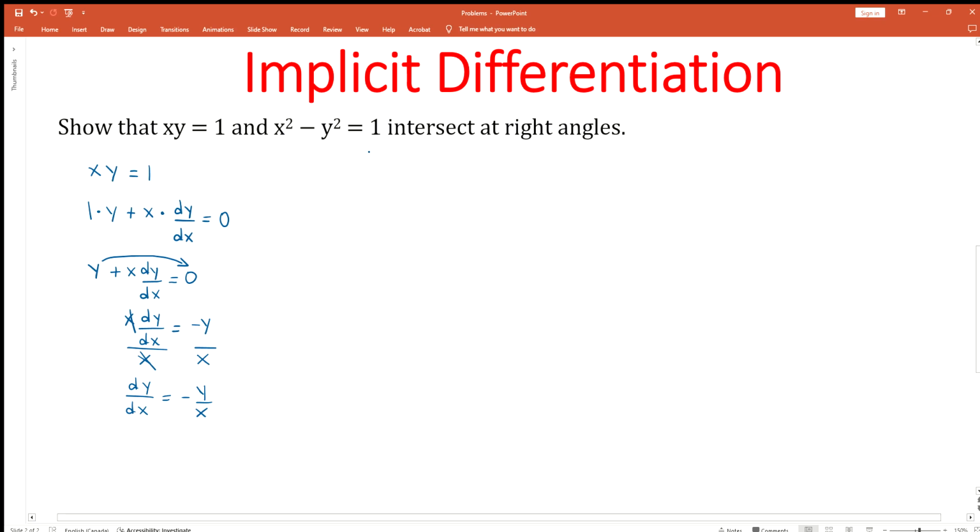Now we can find dy over dx for the second given equation. We should find the derivative of all terms in this equation with respect to x. Let's start with the first term, x squared. The derivative of x squared with respect to x is 2x. We have to use power rule. We move the exponent 2 to the front of the term and subtract 1 from 2.